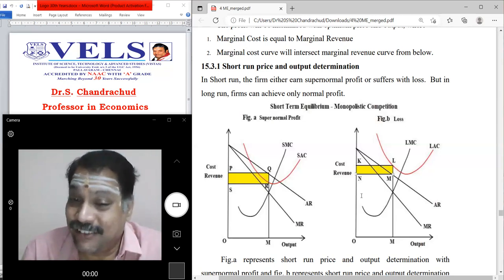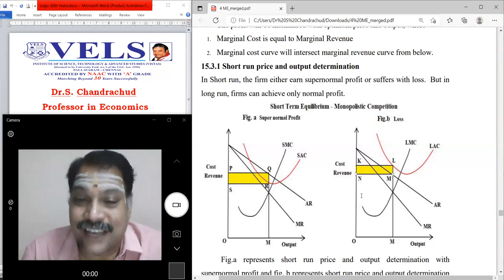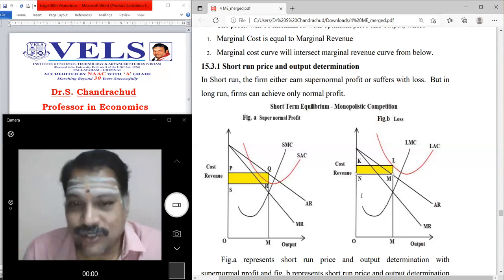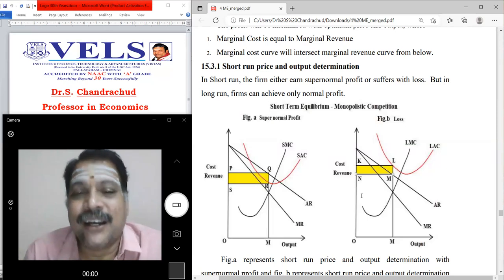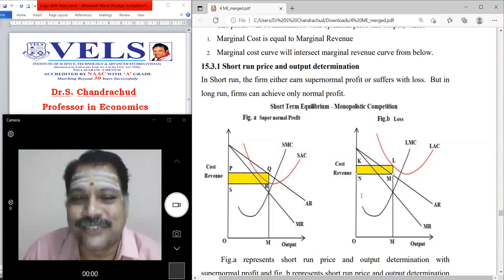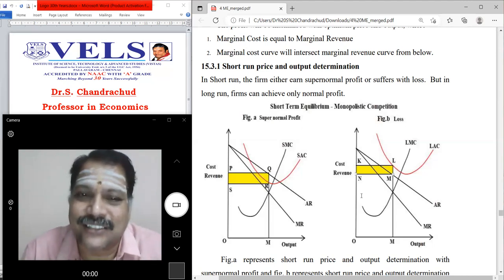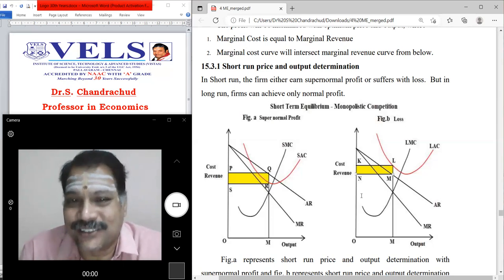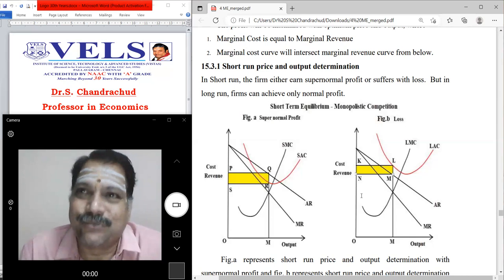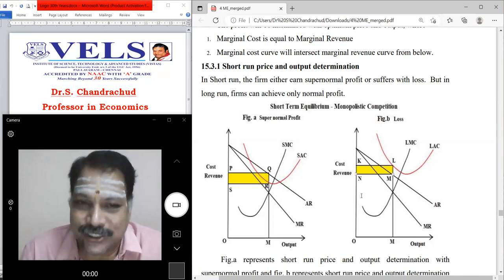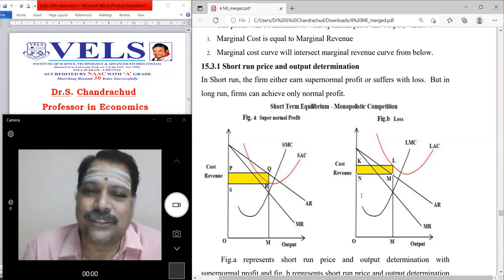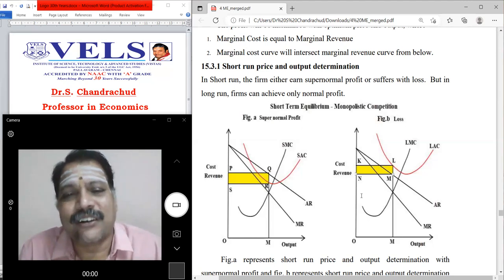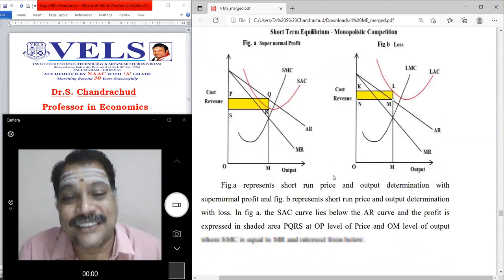But this will not always happen. Sometimes the average cost curve may lie above the average revenue. Some unforeseen expenditure may have happened and it's not possible to manage it within a short span, so the cost will be more and revenue will be less. At that time, the firm incurs a loss. So as far as short-term price and output determination under monopolistic competition, there are two possibilities: either it may achieve a supernormal profit or it may incur a loss. This is in the case of the short run.